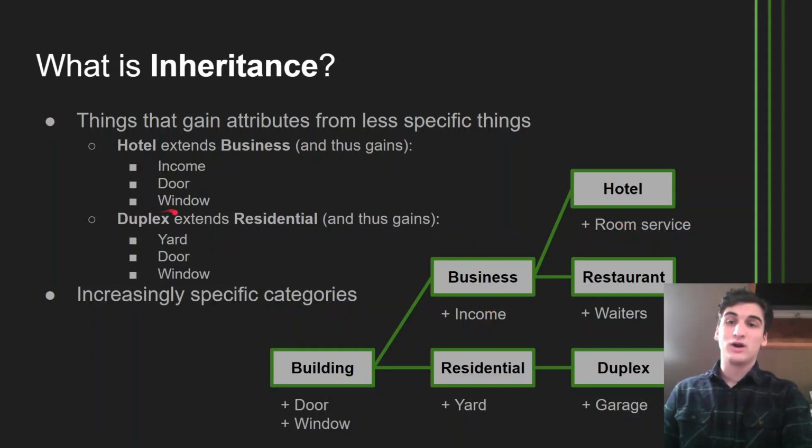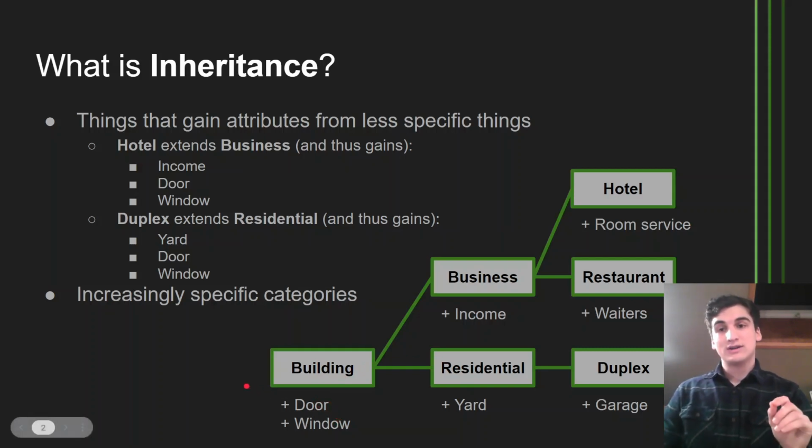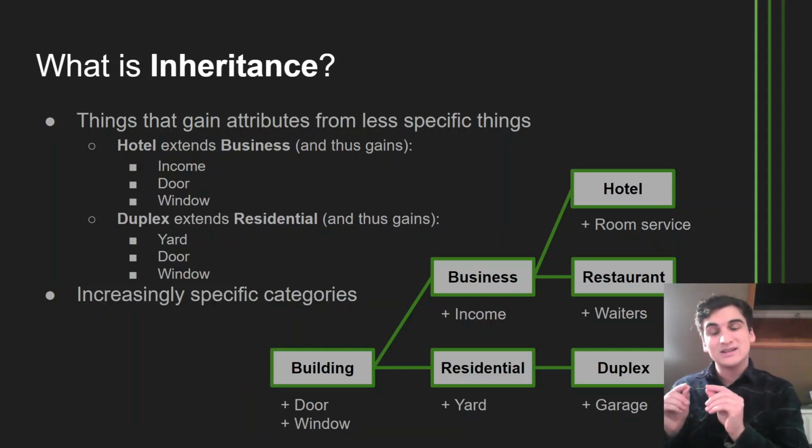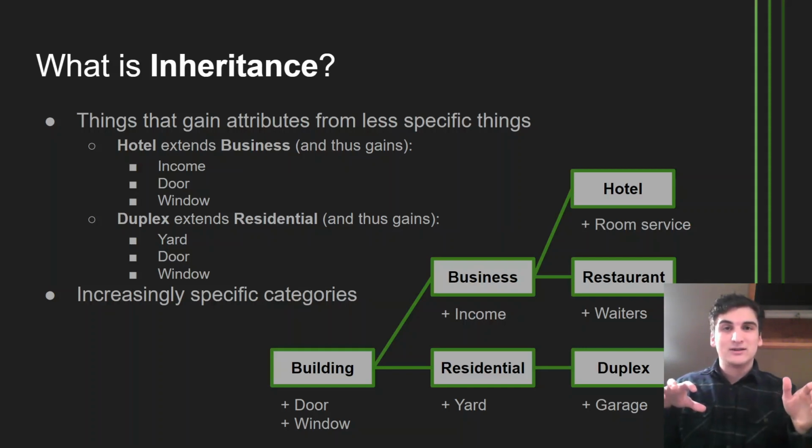That's the same for our next example here of duplex, which has its own attribute of garage, and then extends residential, giving it a yard, and then extends building, which gives it a door and window. You may have also noticed that these are so far increasingly specific categories. You go from something very vague, such as a building, and then get more and more specific until, in my case, you end up at hotel.